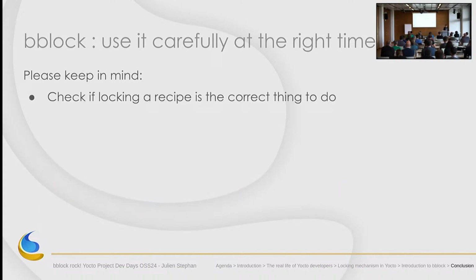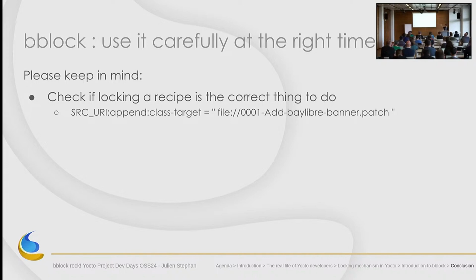You should also check whether locking a recipe is the correct thing to do. I'm pretty sure some of you in the audience noticed that I used bblock for something it was not meant for. I mean, I should have applied my patch only for the class target, right? And this would have saved me time recompiling the Python 3 native recipes. So I did it on purpose for fun, but you have so many ways to do stuff in Yocto, so you should choose the correct one.